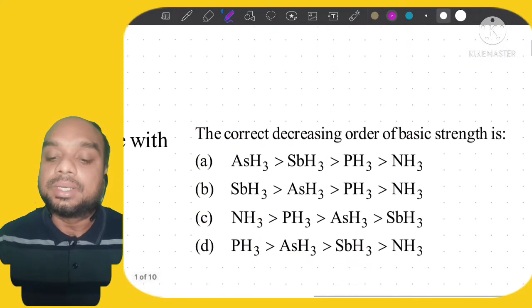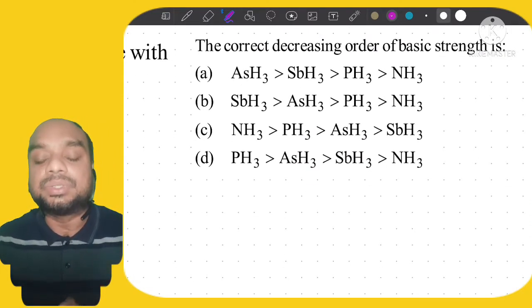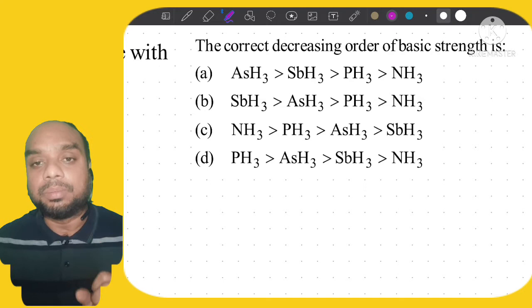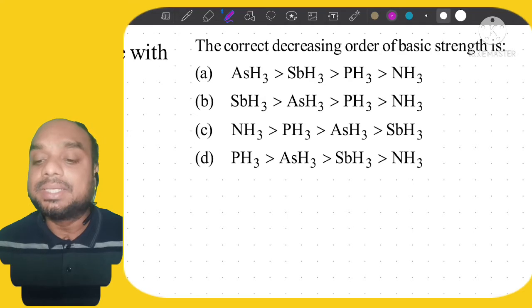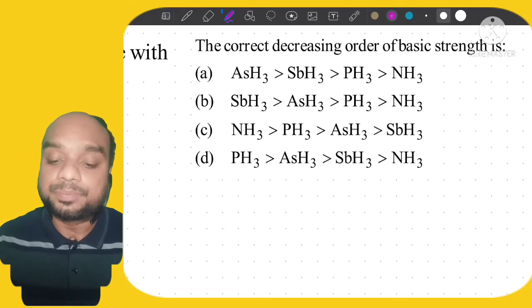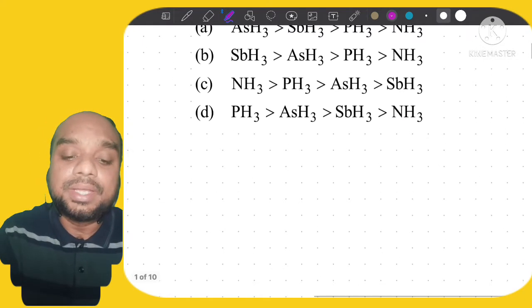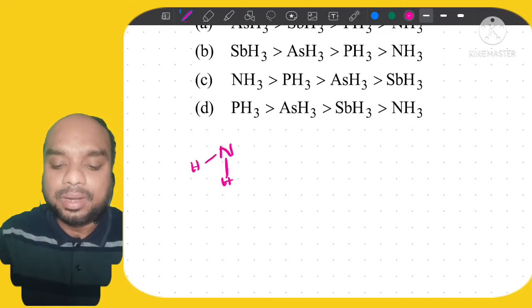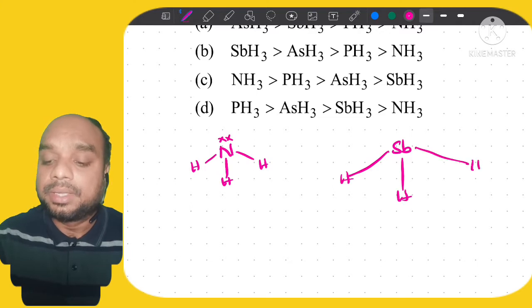Next question: the correct decreasing order of basic strength is. For the NEET exam, these questions are very, very important: hydrides of 5th group elements, 6th group elements, 7th group elements, their increasing and decreasing orders. So ammonia, phosphine, arsine and stibine are given. In the ammonia structure, trigonal, all hydrogens are the same. Now for stibine, I am taking H, H, H, and here a lone pair.